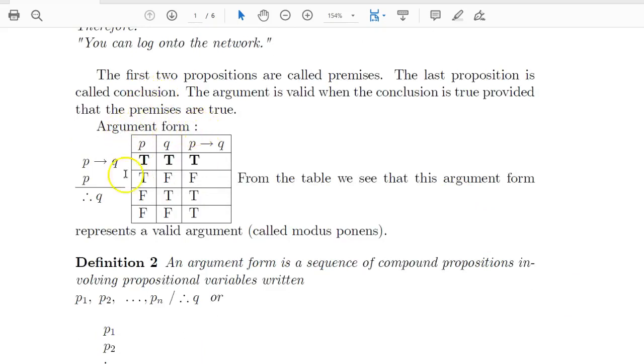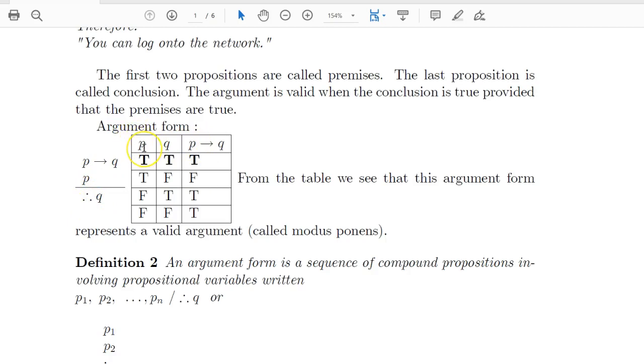Argument form. If P then Q, P and therefore Q. The argument form is valid if any time when the premises are true, the conclusion is also true.